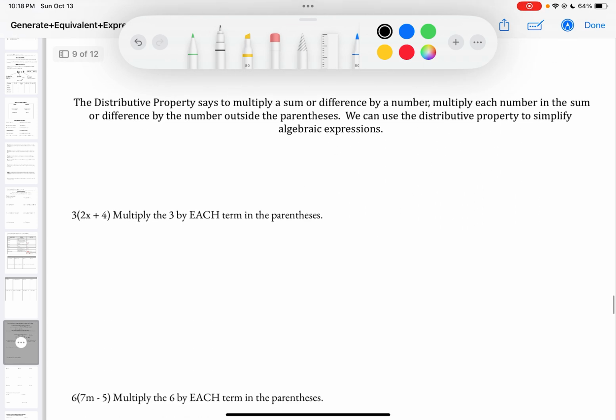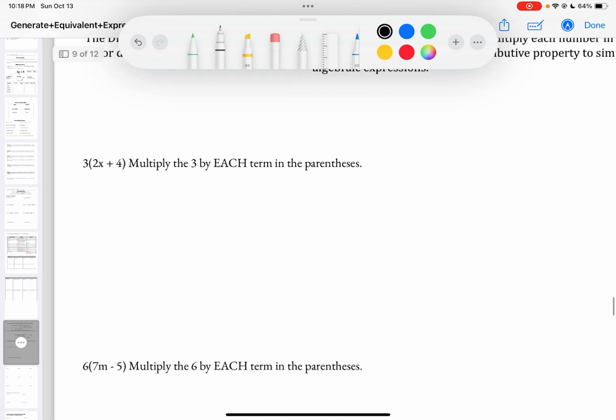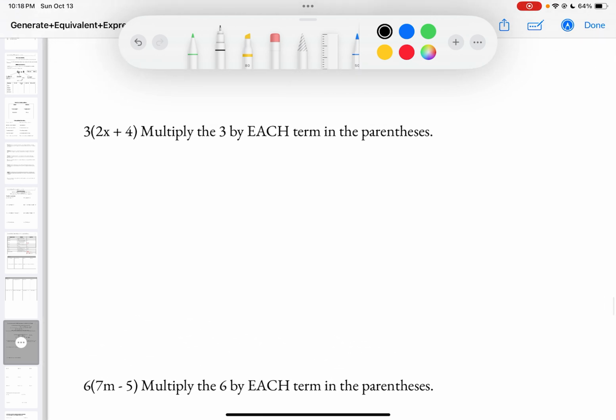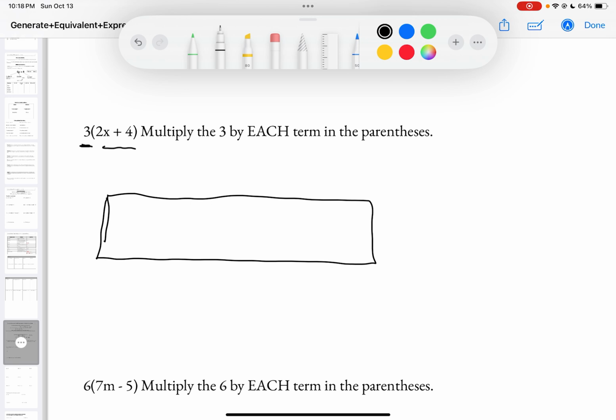So let's start with 3 times 2x plus 4. Let's zoom in here a little bit. So I am going to make an area model with my 3 and then my 2x plus 4. So 3 is just one number and it is not in the tens place, so I can just write it out like that. And then I can split my rectangle in half. I'll have 3 right here, then 2x here, and 4 right here that we are adding.